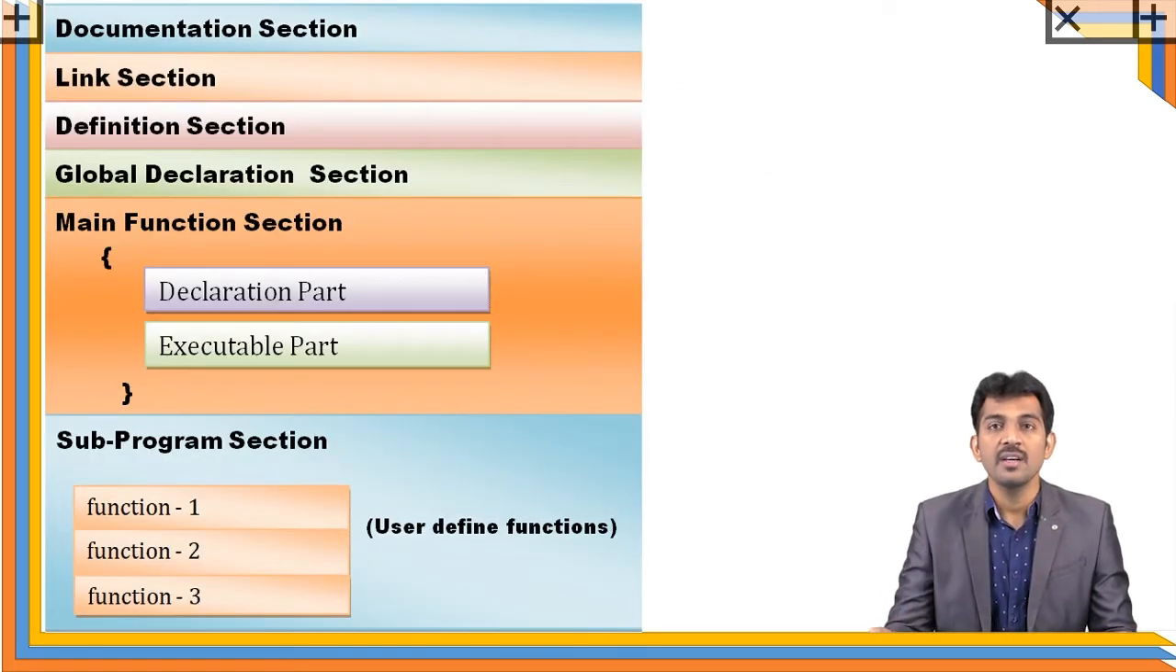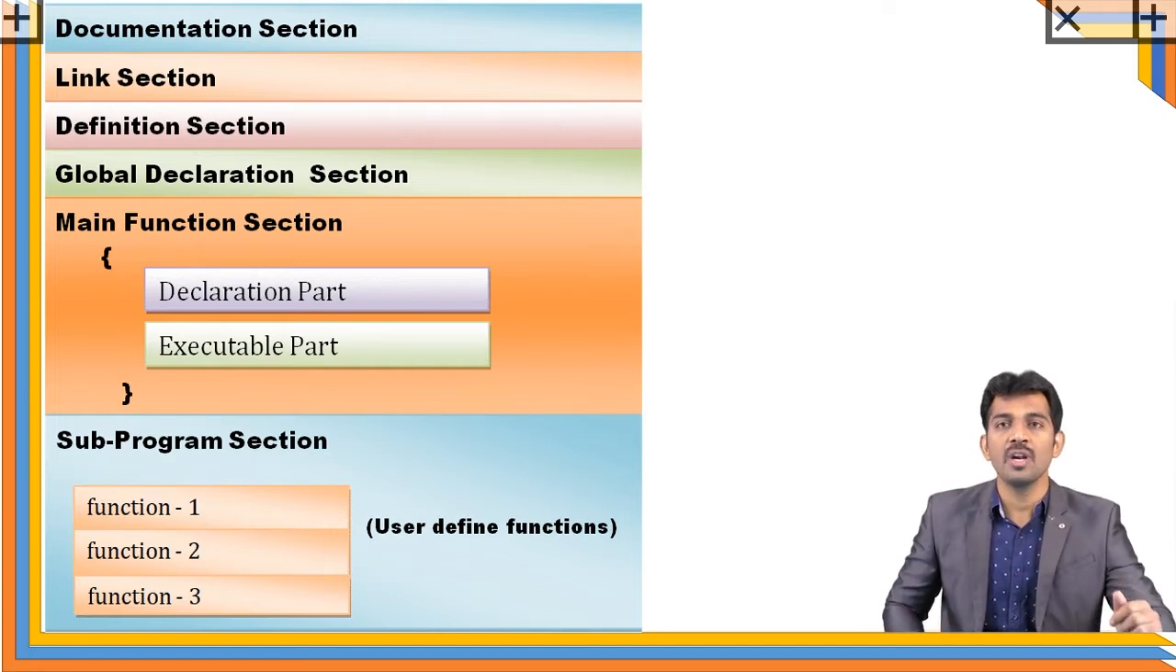This is the structure of a C program. It should be like this. First, documentation section, linking section, definition section, global declaration section, and main function and subprograms. Again, the main function is divided into 2 parts: declaration part and executable part. Is this clear?